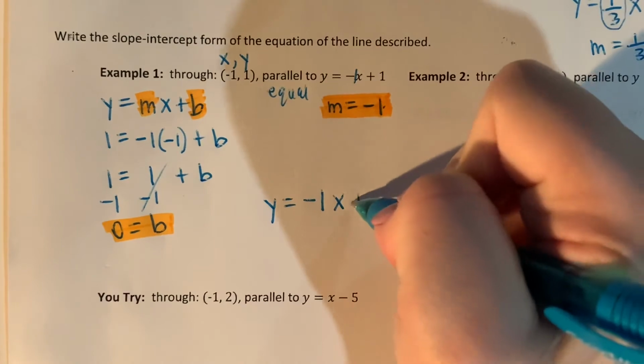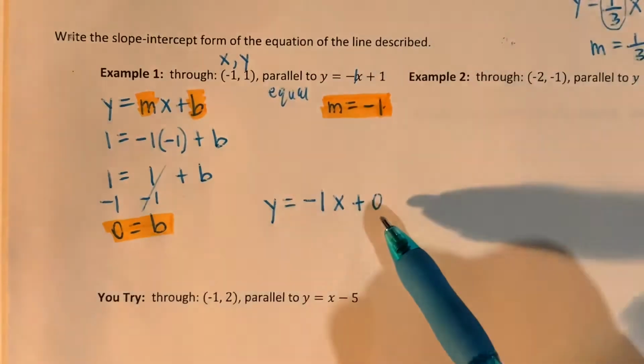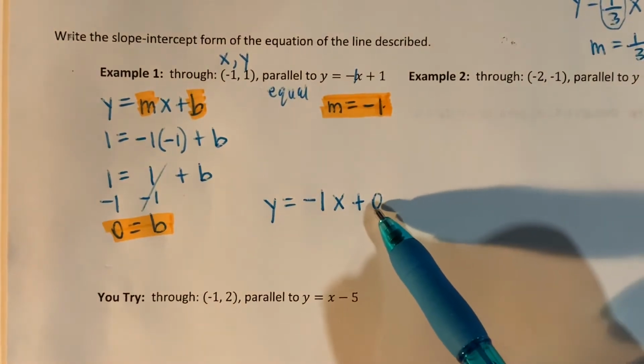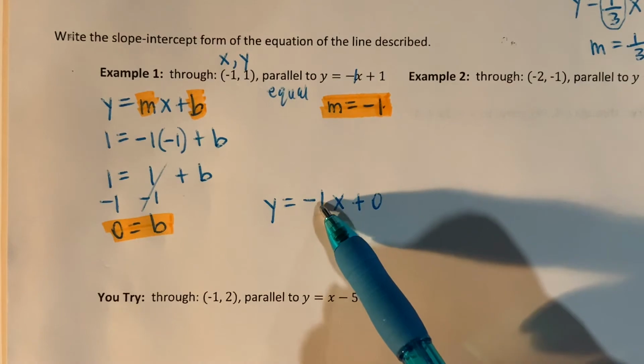plus 0. It's kind of silly to write this plus 0. So it's unnecessary to write that, right? You also don't have to write this 1.